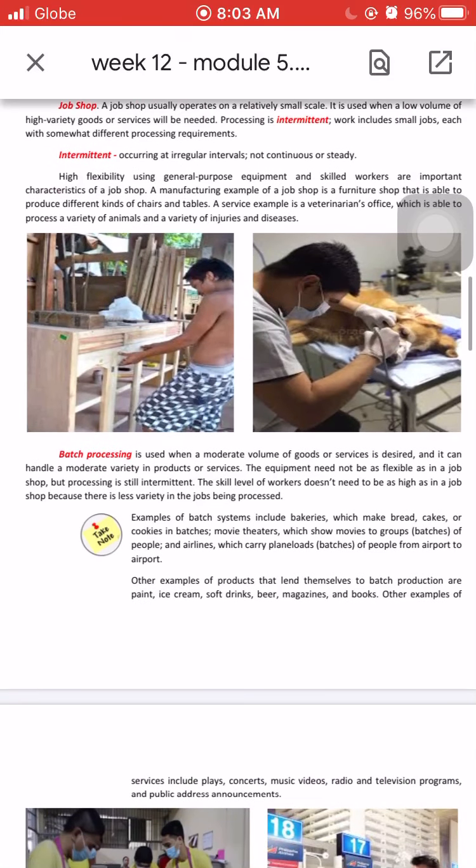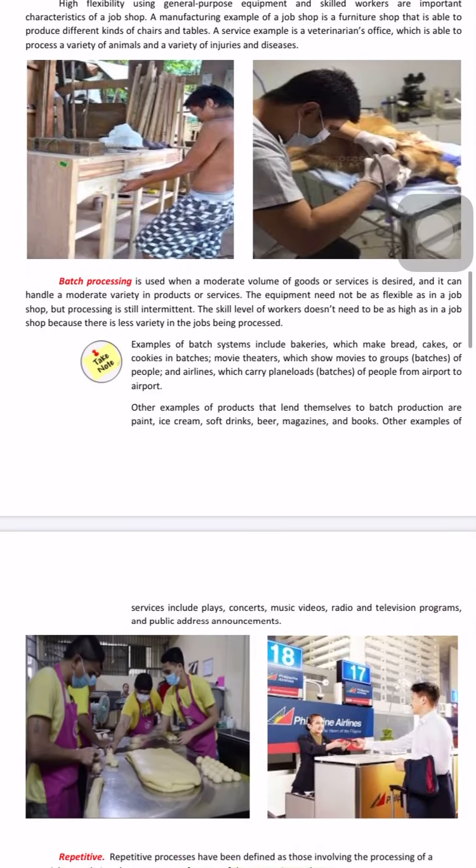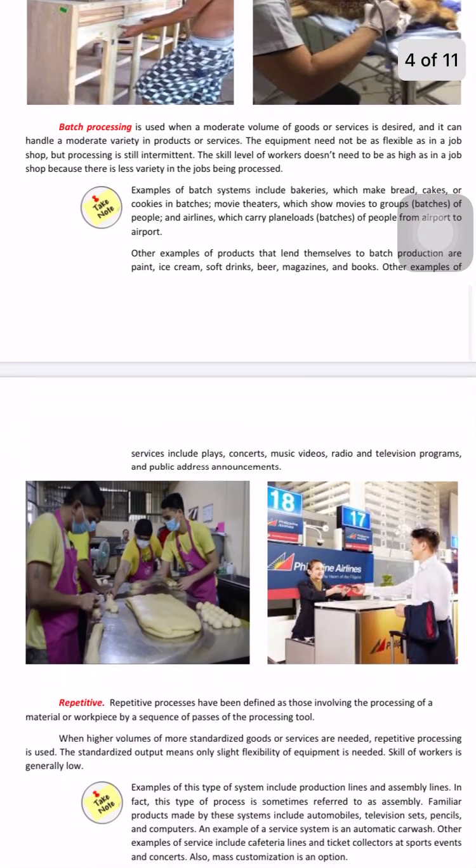Okay. Yung batch processing naman, batch processing is used when moderate volume of goods or services is desired, and it can handle a moderate variety in products or services. The equipment need not be as flexible as in job shop, but processing is still intermittent. The skill level of workers doesn't need to be as high as in job shop because there is a less variety in the jobs being processed.